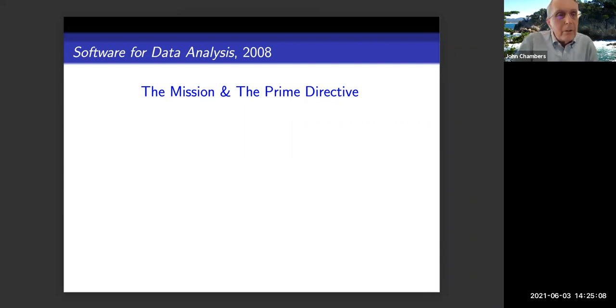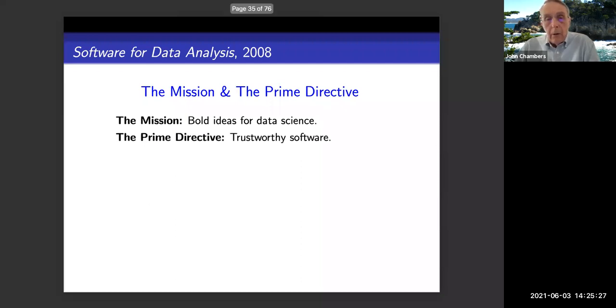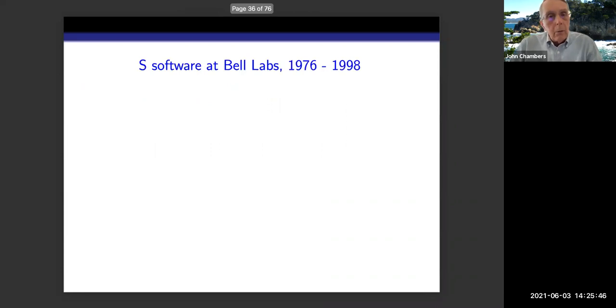So of course, the mission of Star Trek was to boldly go where no one had gone before. And I said that our mission was to explore ideas for data science, to boldly go into new directions and try out new ideas in data science. But the prime directive was essentially to do no harm and to produce trustworthy software when you do this. So this was the design that lay behind our initial work on S. And I claim that this is still fundamental to the way that R works and the way that we want to work with data science. So that was what started our work on the S software.